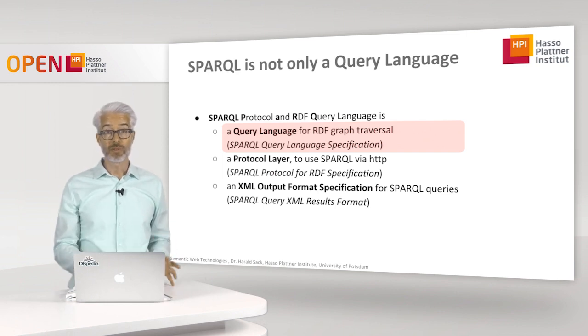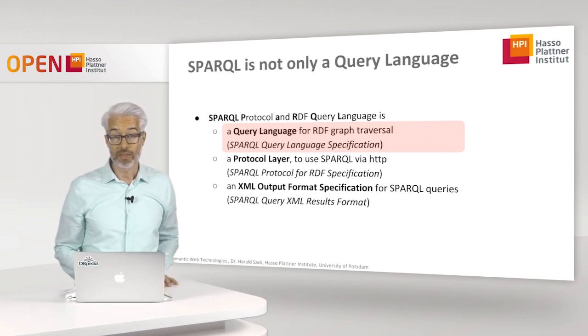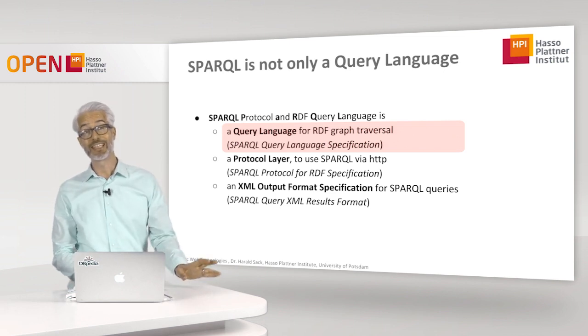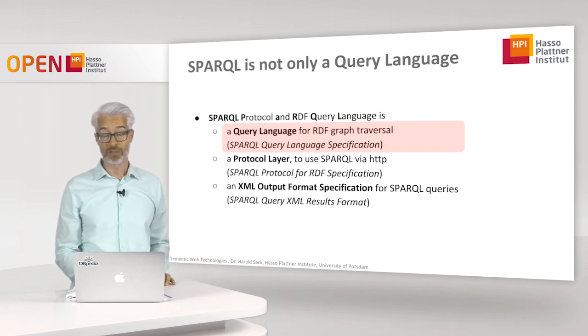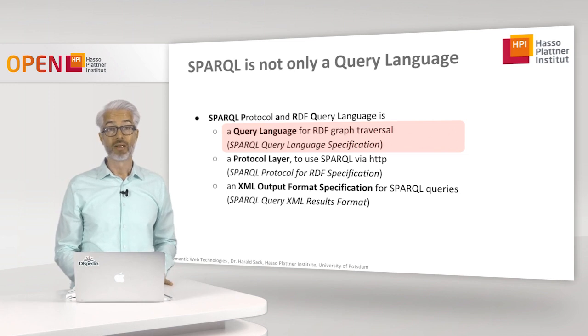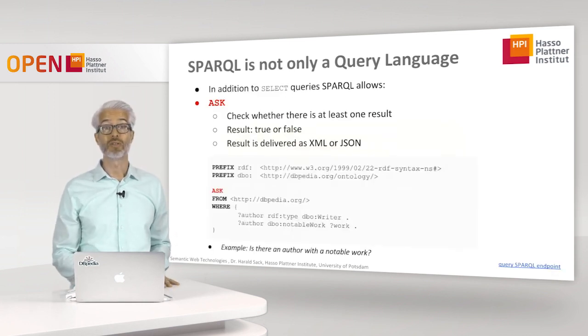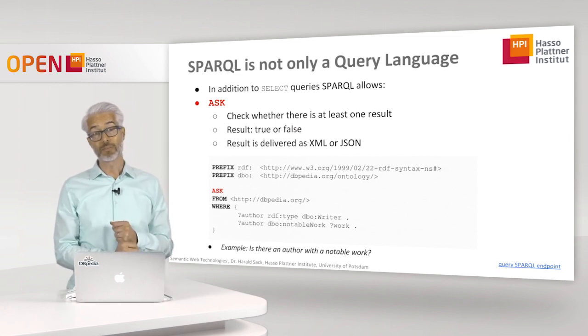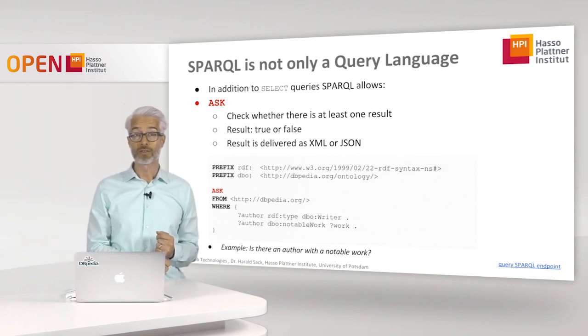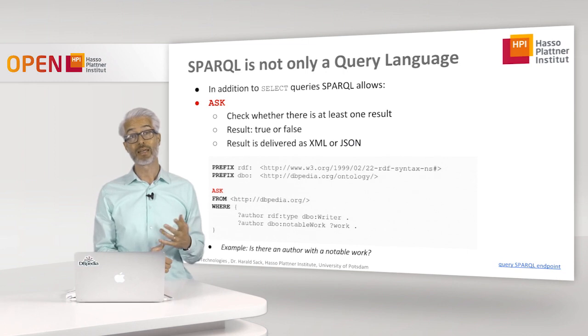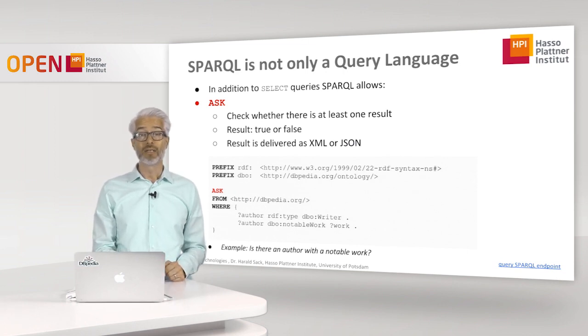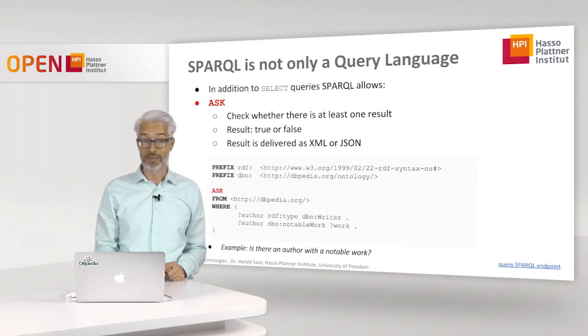And the lecture is entitled SPARQL is not only a query language. So besides the select, you also have other possibilities to query a SPARQL endpoint. And we want to have a look at some of them here. So first of all, sometimes possibly you are not really interested in the entire result of a query. You are interested whether there is a result or whether there is not a result.